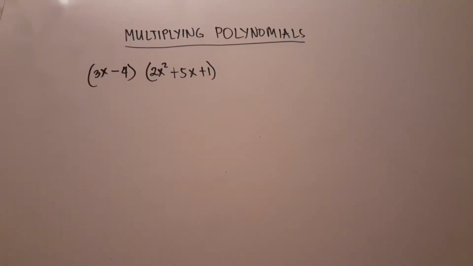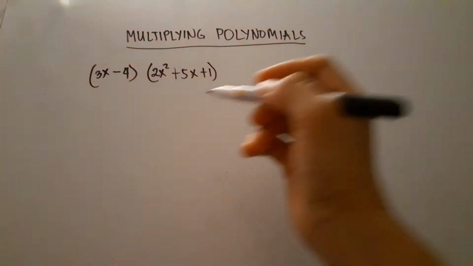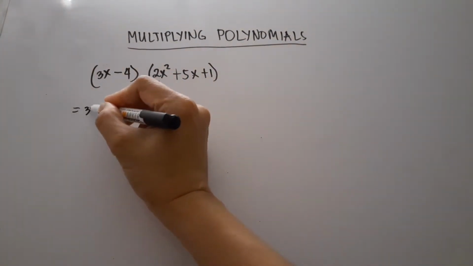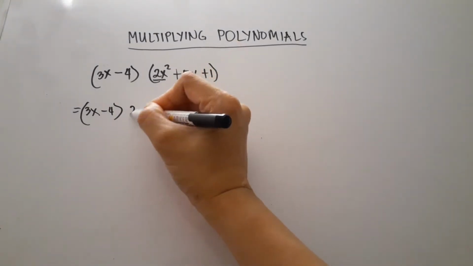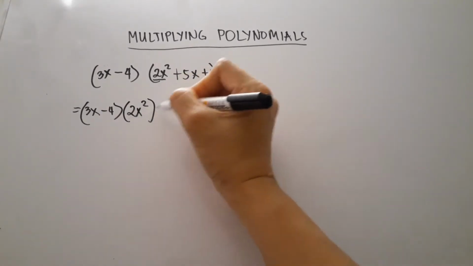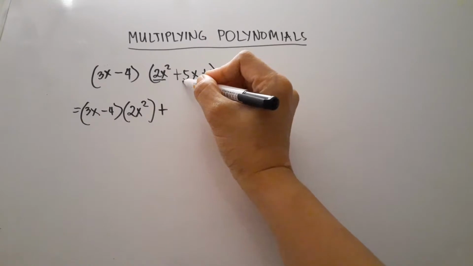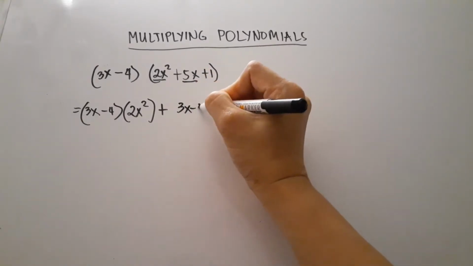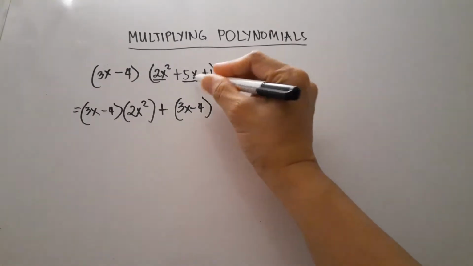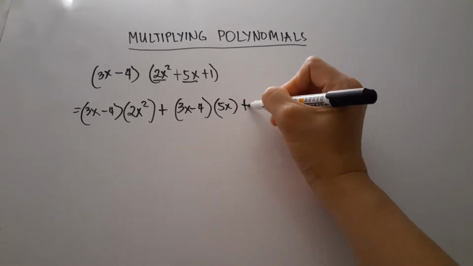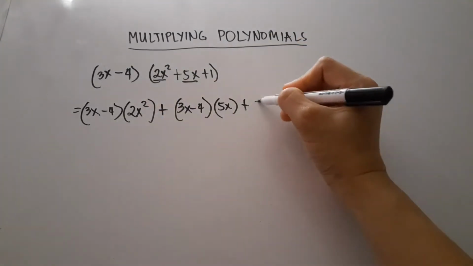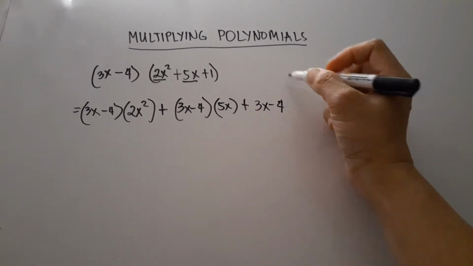Let's see another example. 3x minus 4 times the quantity of 2x squared plus 5x plus 1. This is another method. We multiply the first polynomial by each term of the second polynomial, starting with 3x minus 4 times 2x squared, then plus 3x minus 4 times 5x, plus 3x minus 4 times 1.